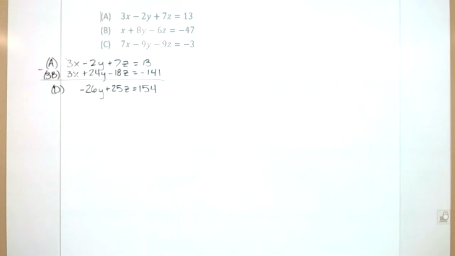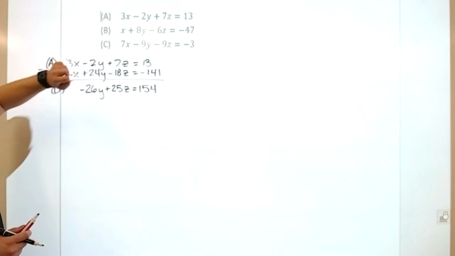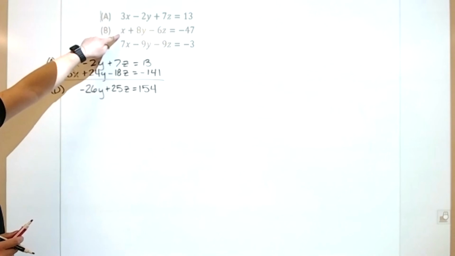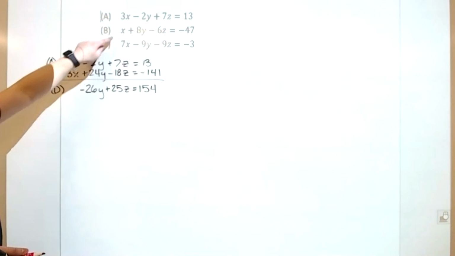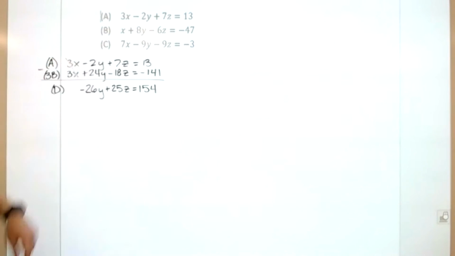All right. The next part is to use a different combination. So I can't use A and B again to eliminate x. So this time I'm going to use B and C. Again, because this is a single x, I can multiply this by whatever I need to. In this case, 7, so that it matches up with this 7.